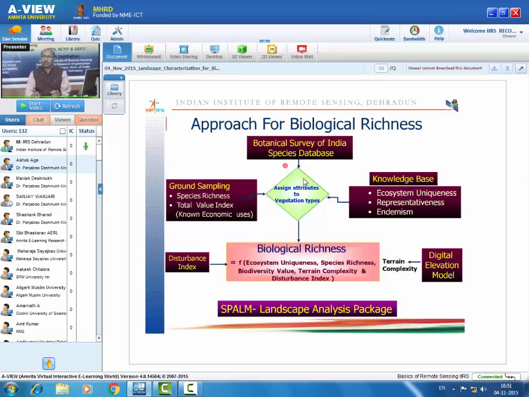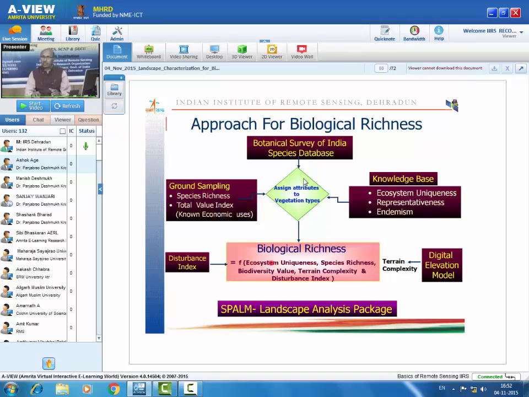Now you look at this flow chart here. We have a database from the Botanical Survey of India on rare, endangered and threatened plants. We have a knowledge base about the ecosystem uniqueness, representativeness and the endemism from the field work again. And we have done the ground sampling to get the species richness and also the total importance value index. This is the procedure for that. We know the use and then we can find out the usefulness of that. And then we have the disturbance map, which I have already shown you. We have a digital elevation model. You can use any digital elevation model available nowadays, 30 meter or 10 meter.